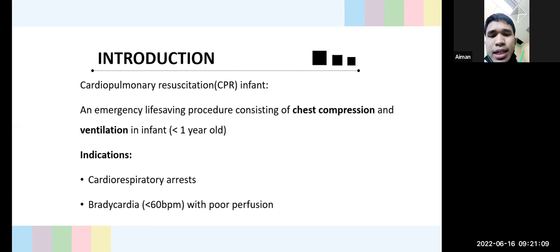Among the indications, first is cardiorespiratory arrest. However, it is important to note that usually in infants, it is not because of a cardiac problem, but secondary to a respiratory problem. Next is bradycardia with less than 60 beats per minute before perfusion. I would also like to add other indications: an unconscious infant and a choking infant.